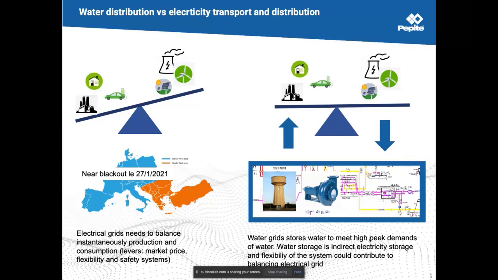So the idea of this project is to try to see how the flexibility that you have in the water distribution system could help in balancing the demand and the production of energy.